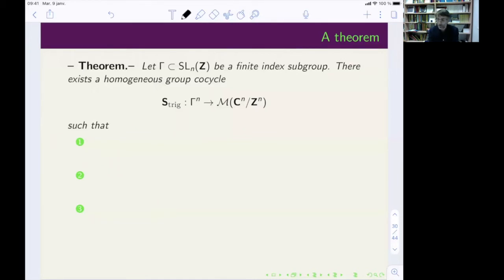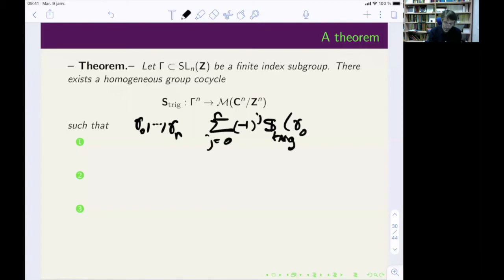And the fact that it is a cocycle means that if you take n plus one elements, let's say gamma zero up to gamma n, then the sum from j equals zero to n of minus one to the j times this cocycle, evaluated on this tuple except that you erase gamma j, is equal to zero. So you see it's very close to the condition to pass to the quotient of modular symbols, and this is really close to that, except that now we are dealing with elements in the group.